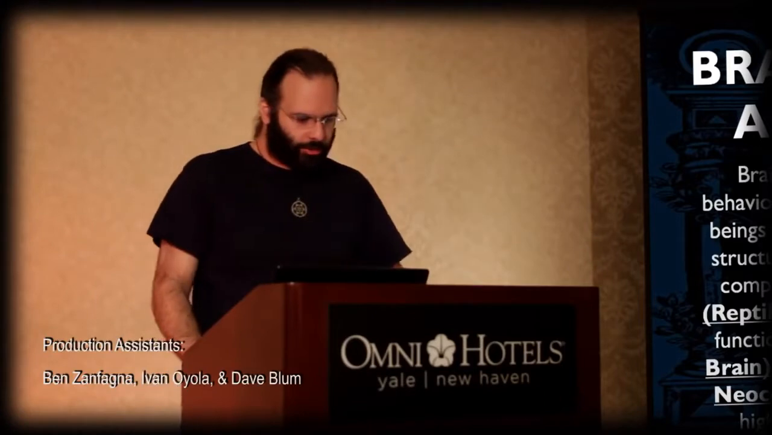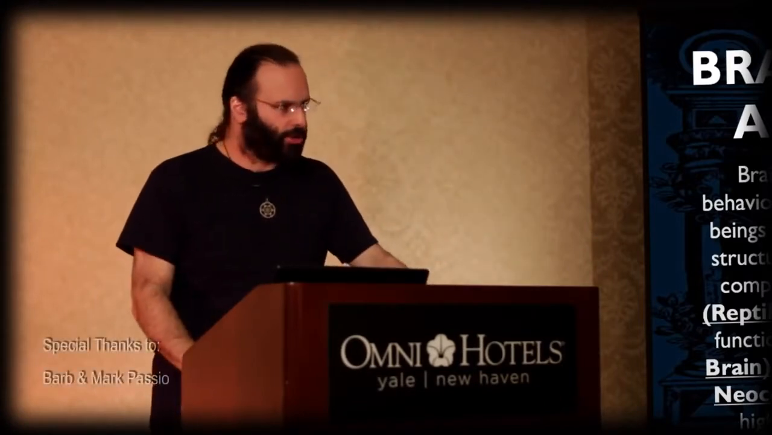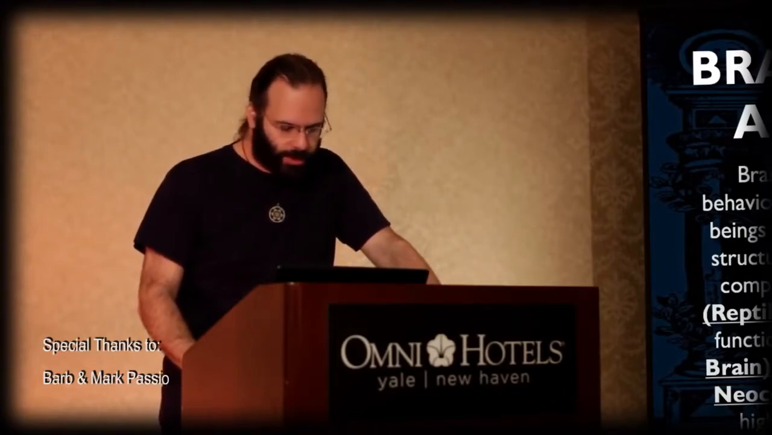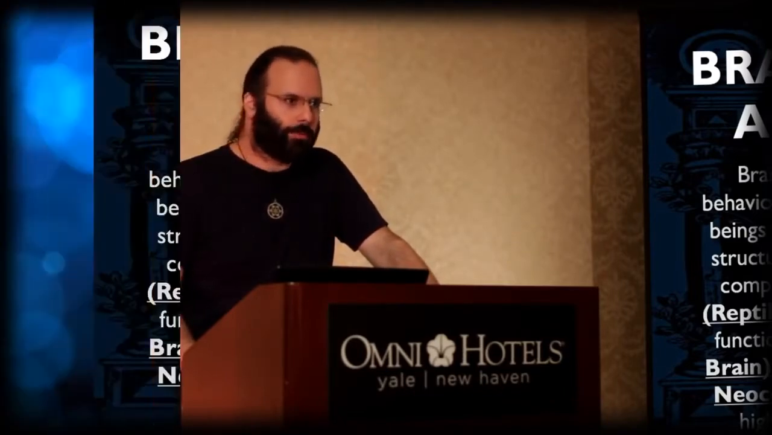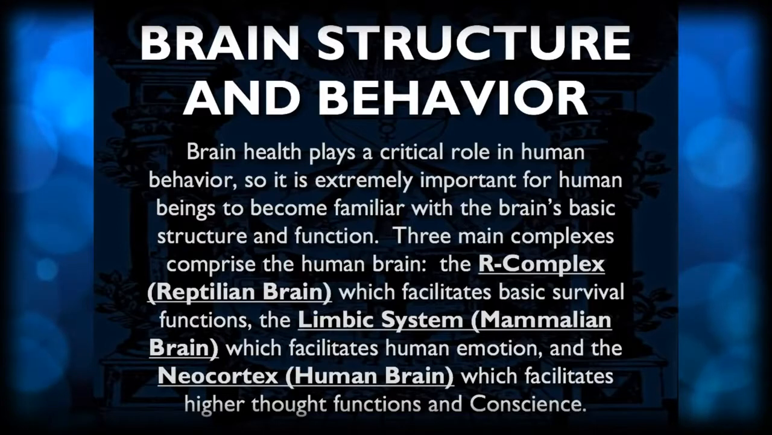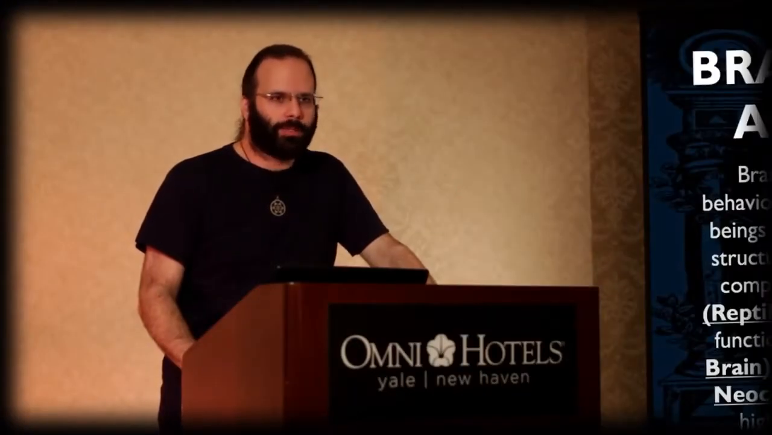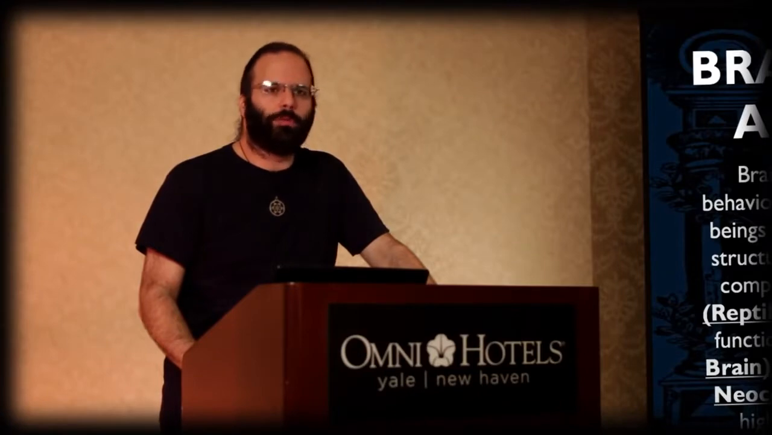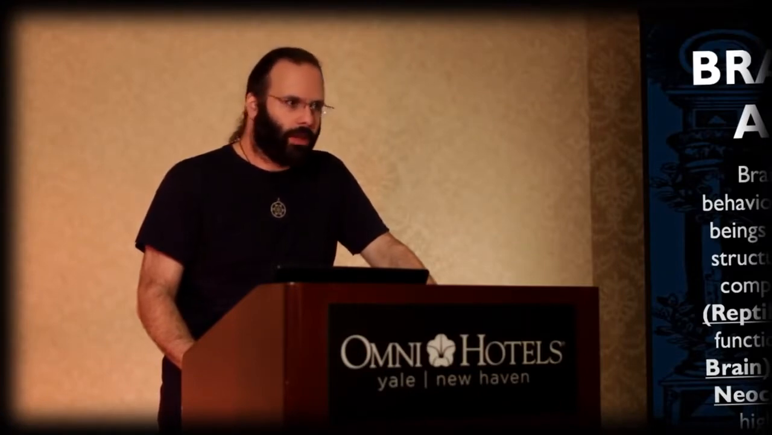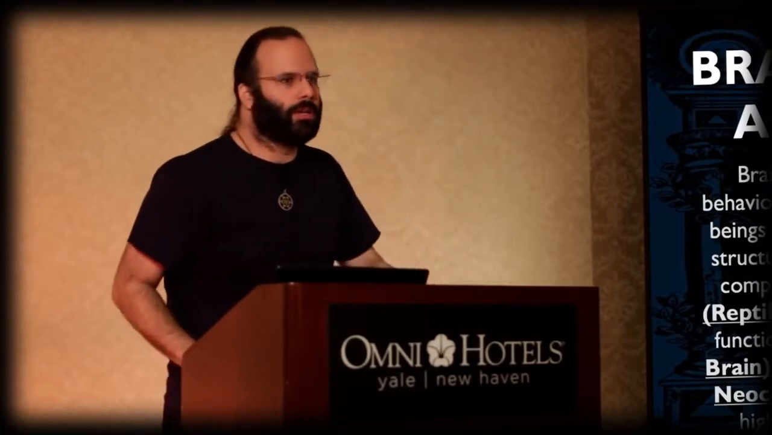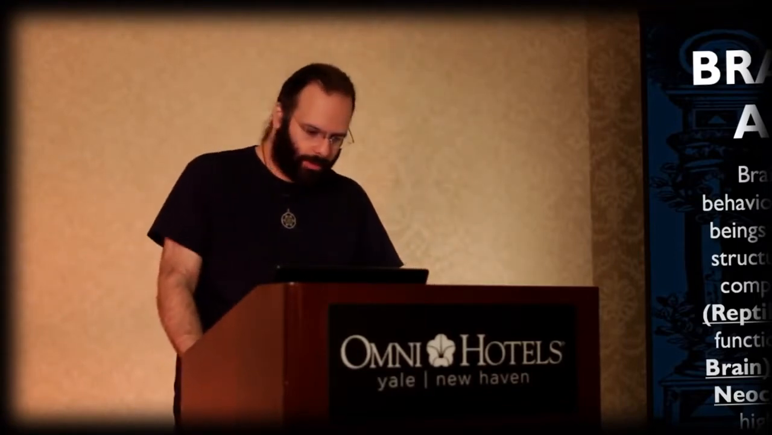So there are three main complexes, structures, that comprise the total human brain. The first is the R complex, or the reptilian brain. This part of the brain facilitates basic survival functions. It's the part of the brain that goes to work and becomes active when we're in what's called fight or flight mode, okay? When survival is at stake. It also controls basic motor functions and respiration, okay?